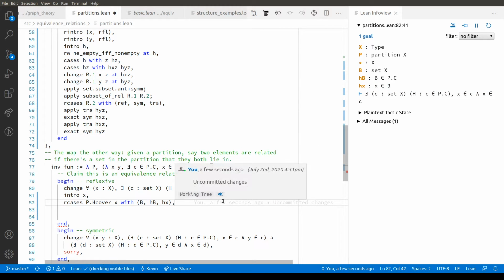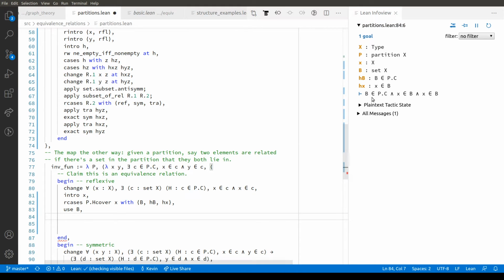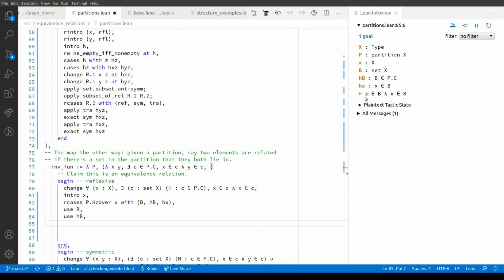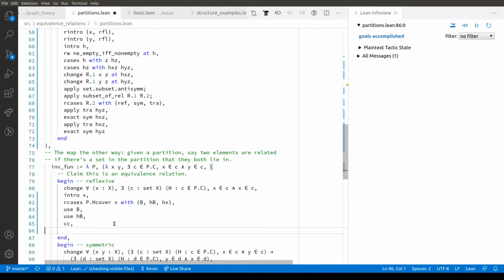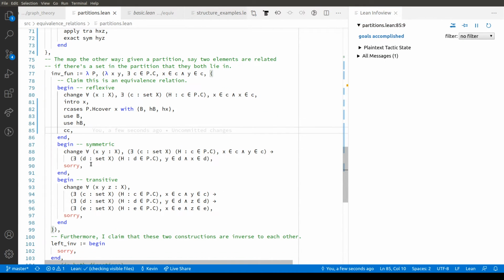And so now what are we going to use for our set? We're going to use B. And we now have to prove HB. We could just use HB, right? We now have to prove that B is a block, and that's the proof of this. And now we have to prove that X is in B. We know that X is in B, so I guess some tactic will do that, right? So there we go. The congruence closure tactic proves that trivial thing.